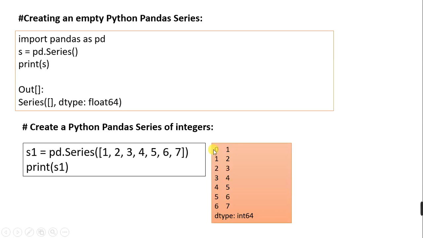See, the indexing is given automatically, implicitly by pandas. So 0 1 2 3 4 5 6, 1 less than the required number at the end, right? Since we have taken integers, the data type automatically changes to integer.